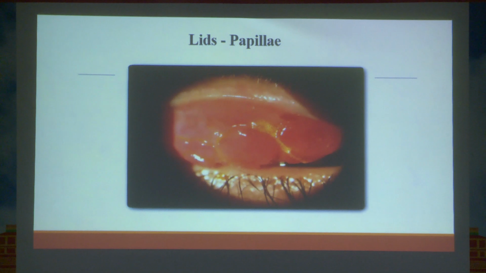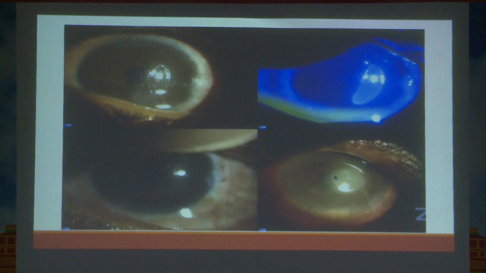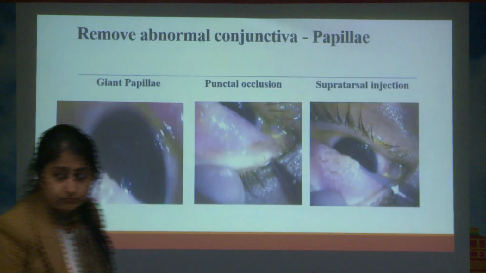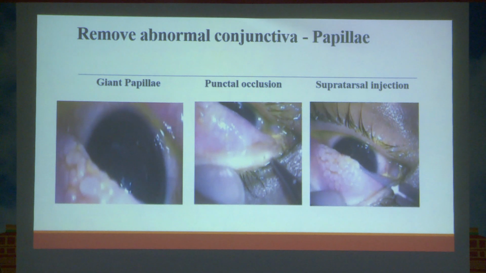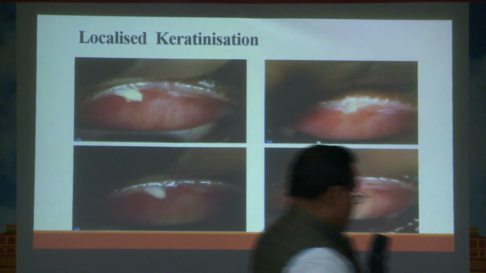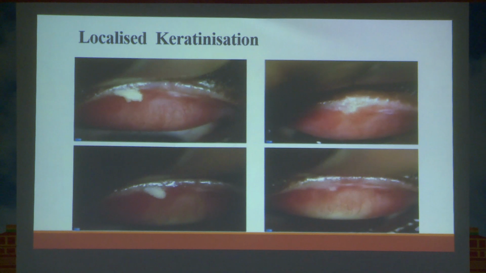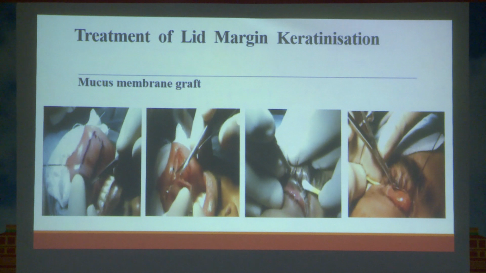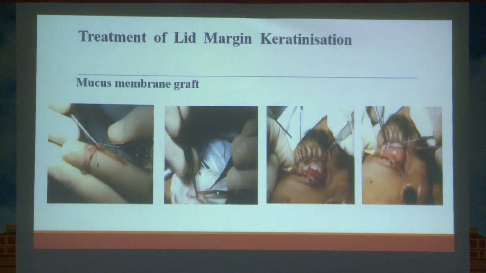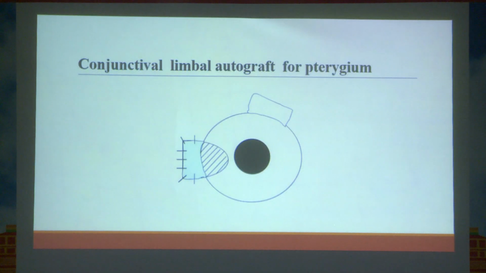Papillae are another cause for these ocular surface diseases, giant papillae. They can also lead to shield ulcer, so they can be removed, as well as supratarsal injection can be given. Localized keratinization can be removed, but it again recurs. If it is just removed, we should use topical retinoic acid, and slowly after treatment it resolves. If the lid margin is keratinized, then the way out is the mucous membrane graft from the buccal mucosa. Using fibrin glue and sutures, we can put these mucous membrane grafts for both the upper lid and the lower lid.